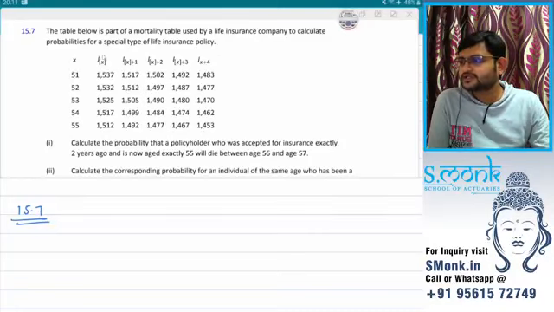So see, selection is done here, but the selection is running for 3 more years. So total 4 years. After exactly 4 years, the effect goes away. Therefore, the selection period here seems to be 4 years. Calculate the probability that a policyholder who was accepted for insurance, that means selected, exactly 2 years ago, is now aged exactly 55, will die before age 56 and 57.